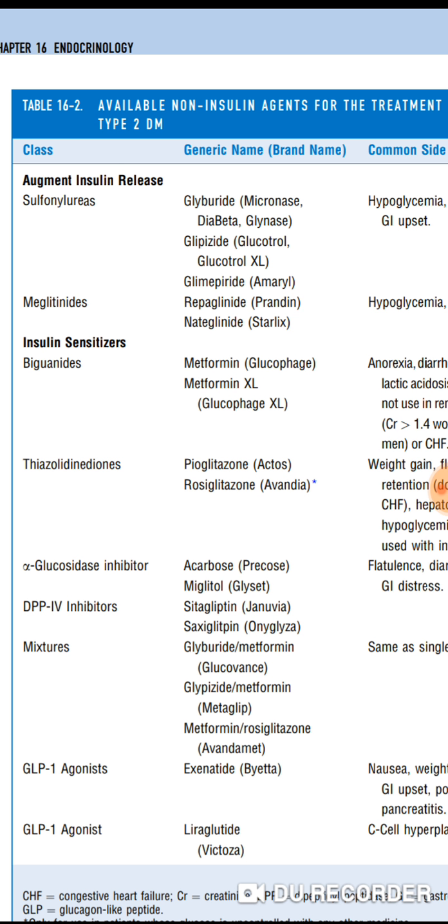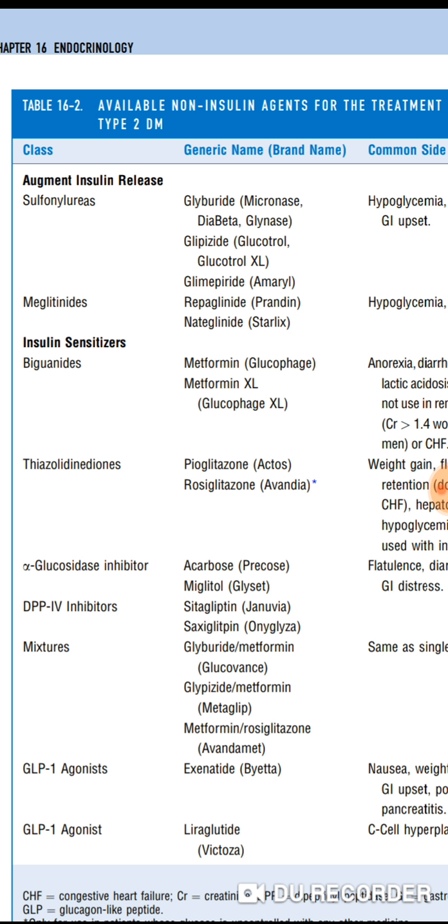The main side effects associated with GLP-1 agonists are nausea, weight loss, and GI upset. Pancreatitis is also one of the recognized complications of GLP-1 agonists. So these are the various categories of drugs that are available to treat diabetes.